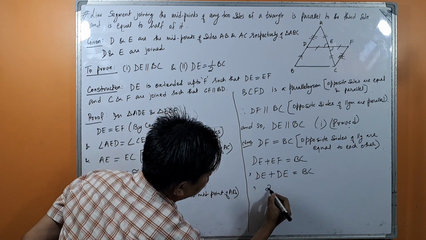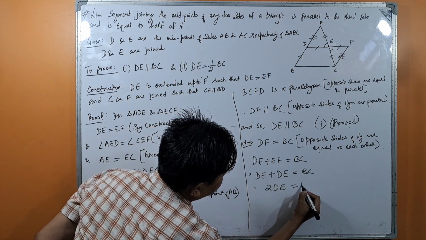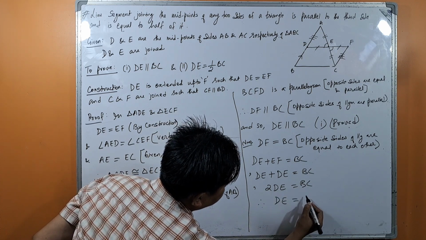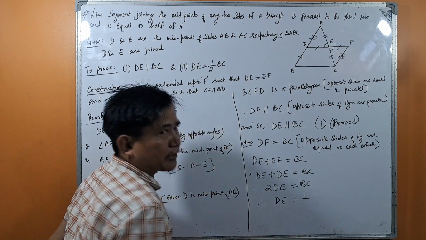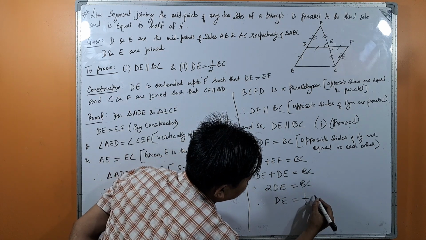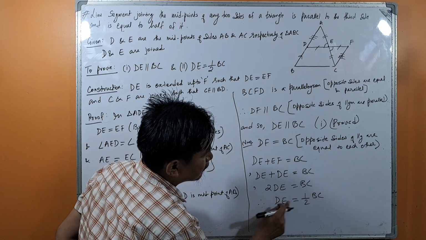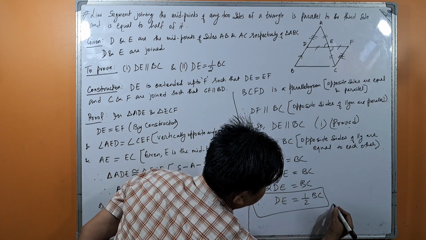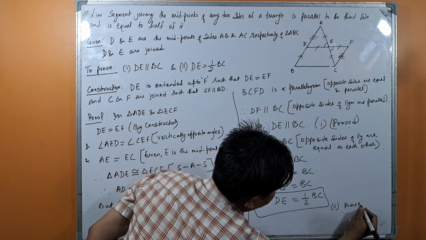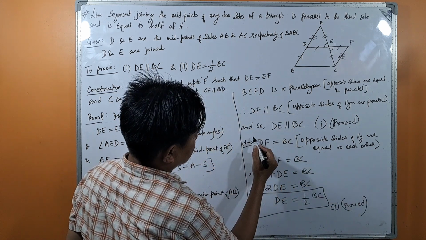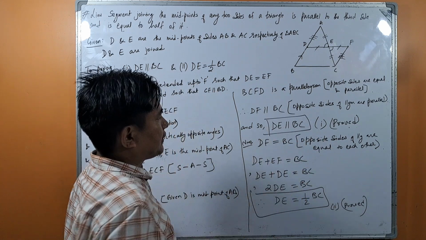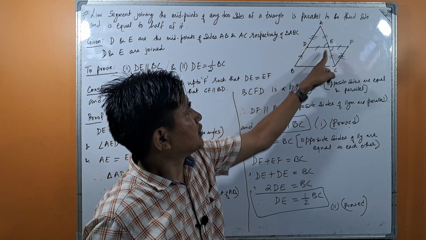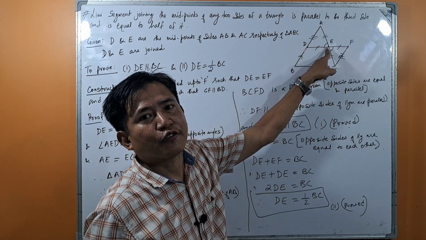This will give us 2DE equal to BC, or therefore we can say DE equal to, this 2 will go to the denominator by cross multiplication, isn't it? So DE equal to half of BC. So this is also proved. Number 2 proved. Okay, this is number 1. DE is parallel to BC and DE is equal to half of BC.